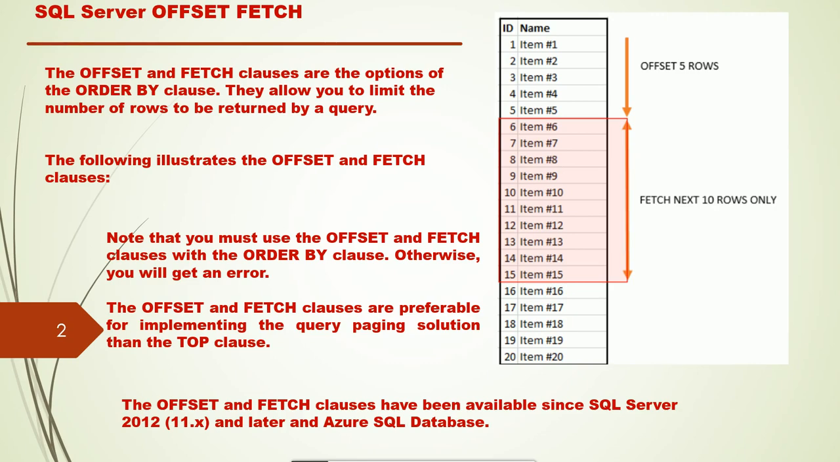The following illustrates the OFFSET and FETCH clauses. See in the diagram, it is clearly understood. The ID and the name of items is given from 1 to 20. Starting 1 to 5, that is OFFSET 5 rows. And after that, next 6 to 15, FETCH NEXT 10 rows only.